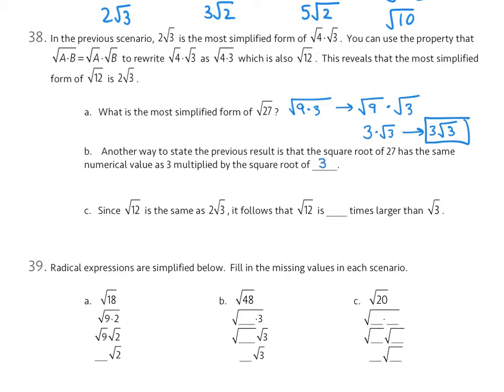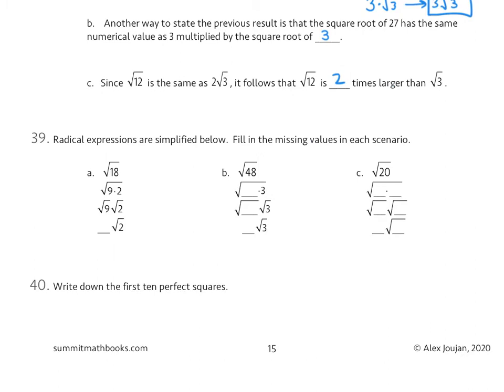Part C. Since the square root of 12 is the same as 2 root 3, it follows that the square root of 12 is 2 times larger than the square root of 3. 39. Radical expressions are simplified below. Fill in the missing values in each scenario. Part A. The square root of 18. 18 is 9 times 2, so it's the square root of 9 times 2.